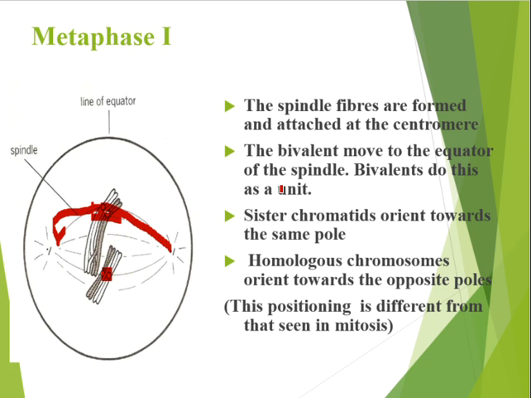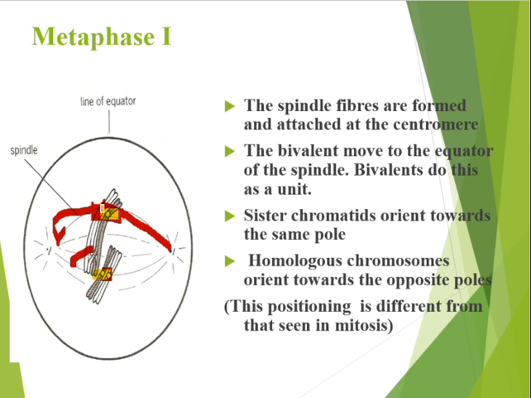The sister chromatids orient towards the same pole, and the homologous chromosomes orient towards opposite poles. This positioning is different from that seen in mitosis. This will help you not to confuse metaphase and metaphase 1. It will assist.